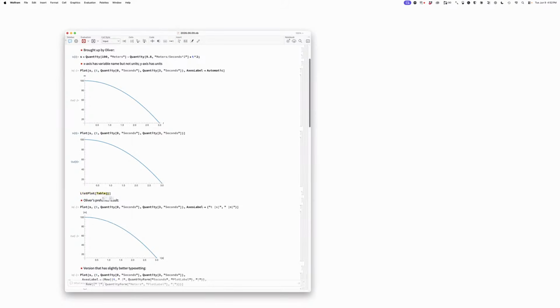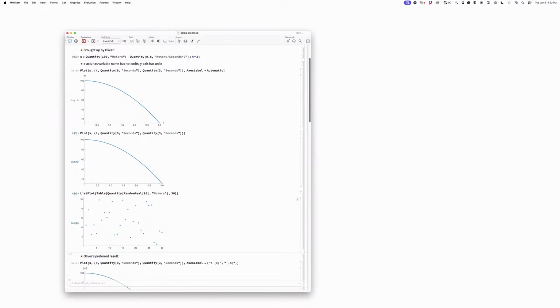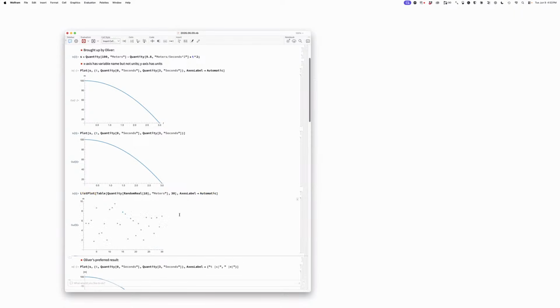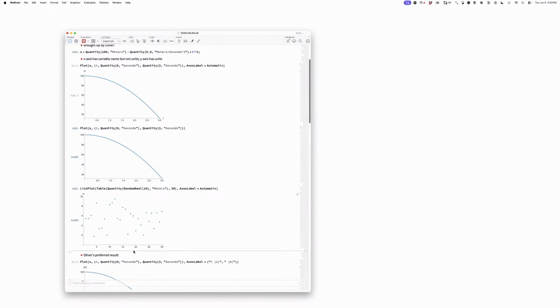If we say Table, Quantity, RandomReal 10, comma, meters. I don't think you need the Table. Oh, I see. Okay, now there's a way of getting the units to show up on the axes here. AxesLabel goes to Automatic. Okay, so that has meters there, represented that way.